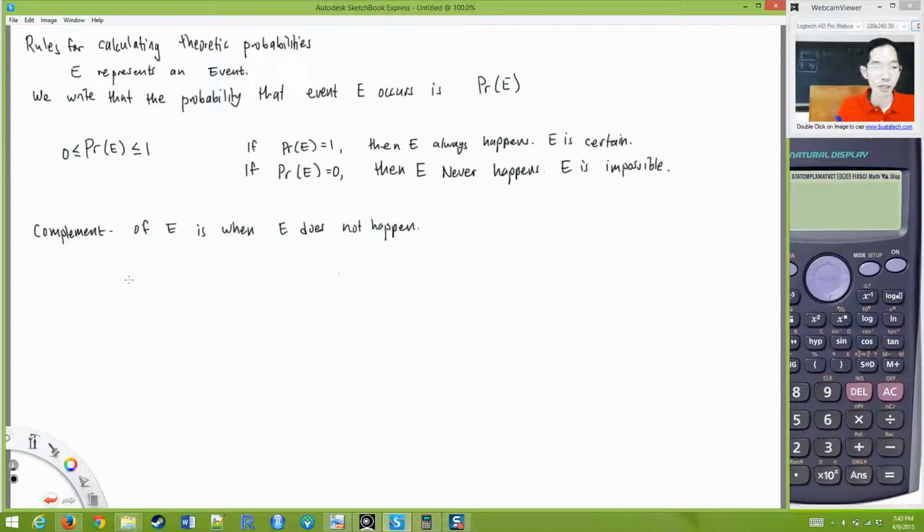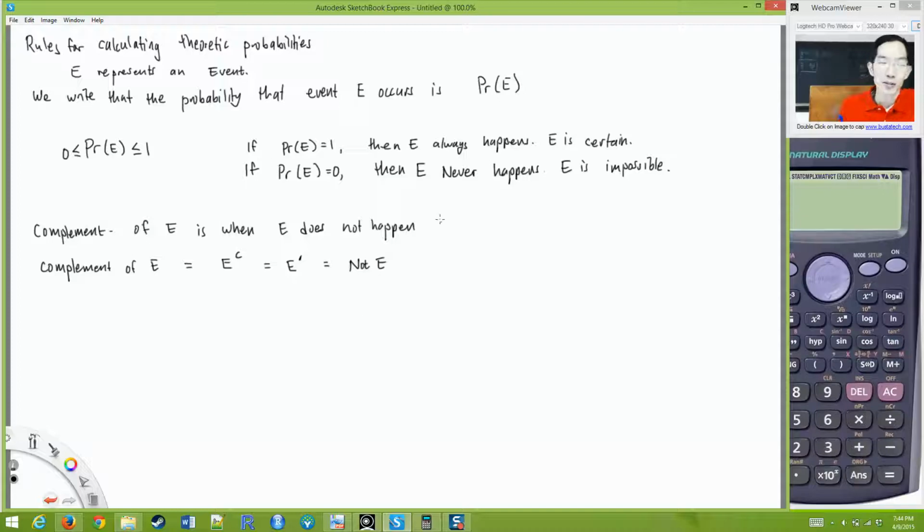Okay, and we can say complement of E can be written as E complement, or EC, E prime, but probably I just prefer writing not E. Okay, these are all equivalent ways of writing the same thing.